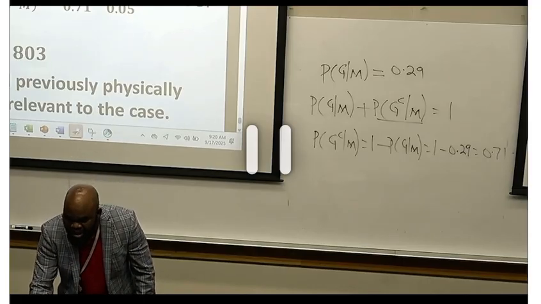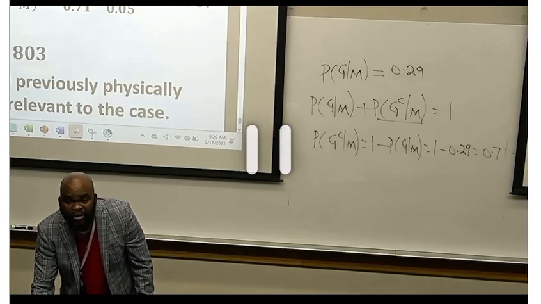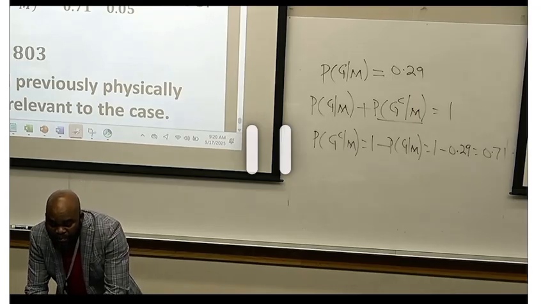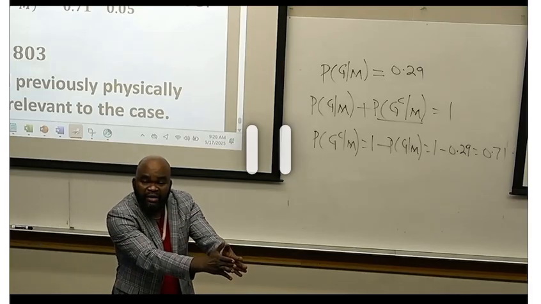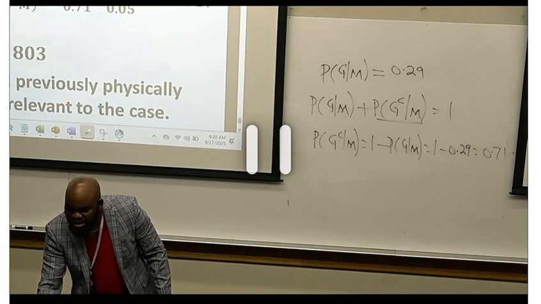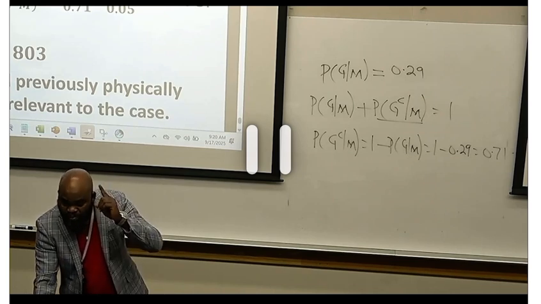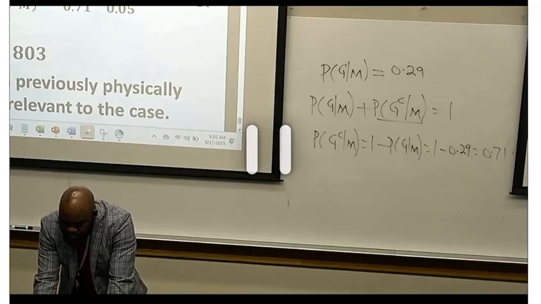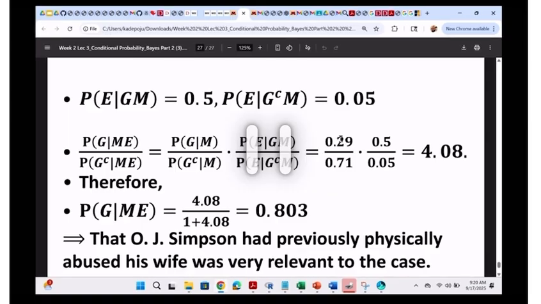Now, this guy here is a posterior odd. This guy here is a prior. The prior is going to be based on the historical data, on the past information. And this is going to be the likelihood ratio. Now I need you to pay attention. This guy is 0.29 that we computed the other time. This guy is 0.71. This guy is 0.5. This guy is 0.05. Now, when I compute it, this actually gives 4.08.